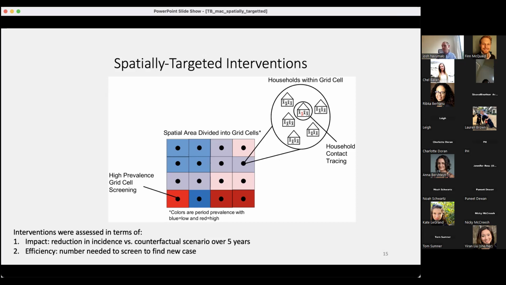We estimated that this represented a reasonable amount of effort, approximately similar to the amount of effort it would take to do household contact tracing, maybe a bit more, and it would also cover a relatively high percentage of individuals in that grid cell, because like I said, the average was about 140. Then, in terms of screening interventions, we assessed their impact, so the reduction in incidence versus a counterfactual scenario in which there was no screening. And we also looked at the efficiency, so the number needed to screen to find a new case.